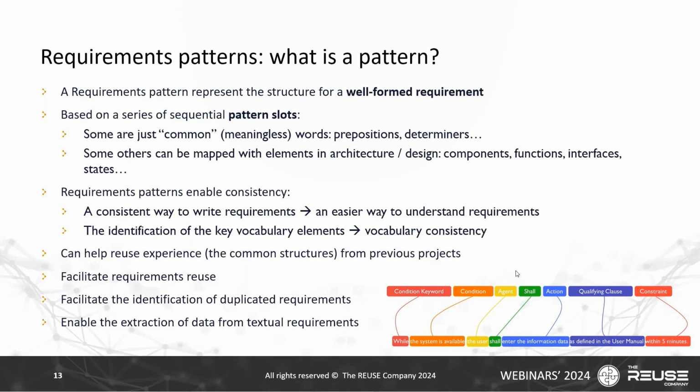Of course, those patterns can help us during the elicitation, but mainly during the definition, the stage where we write down our requirements. It facilitates requirement reuse. It facilitates the detection of duplicate requirements. If we manage to have all of our requirements follow the same structure and somehow the same set of terms, then we will very easily identify duplicate requirements, and it will allow us to extract data from textual requirements, data like actual values for different units or systems or different properties, and this kind of thing, right? So these are all the benefits of using patterns.